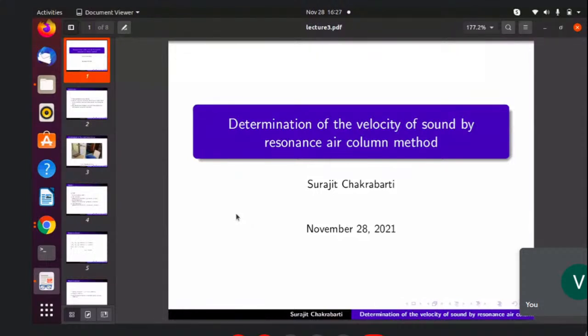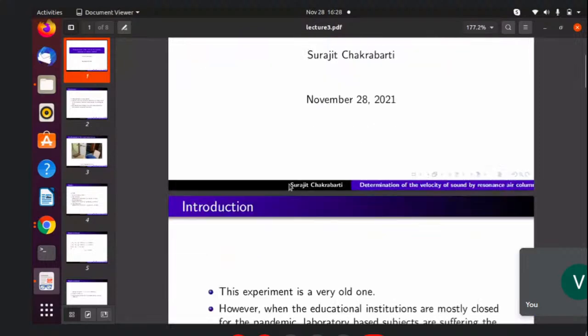Okay, so this is a very old experiment: determination of the velocity of sound by the resonance air column method. I think this experiment is not done nowadays, maybe in the past course it is there. It is very simple. By doing this experiment from your room, from your home, you can determine the velocity of sound. So let me show you.